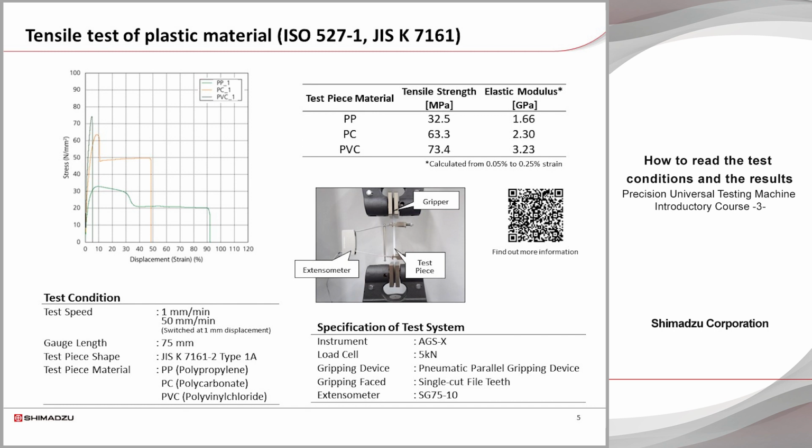On the other hand, if the test speed is set at a low value, the plastic can stretch a lot before it ruptures, so the test speed is often increased after the modulus is measured to determine the strength value. In this test, 3 different test specimens, polypropylene, polycarbonate, and polyvinyl chloride, were tested in tension, with modulus values ranging from 1.66 to 3.23 gigapascal and strength values from 32 to 73 megapascal. The results show that the physical properties of each material are different.